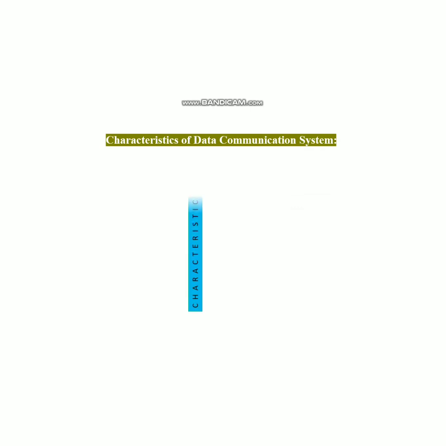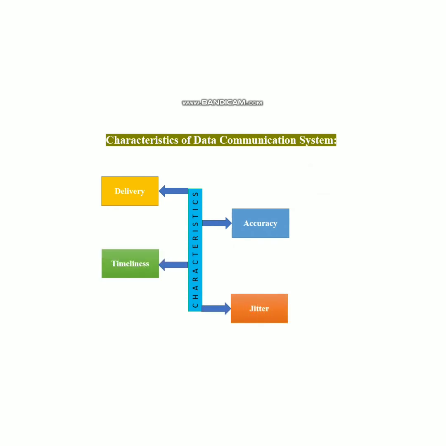Let's see the characteristics of the data communication system. There are 4 basic characteristics of a data communication system. The first one is delivery. The second one is accuracy, then timeliness, and jitter. And what about delivery? The system must deliver data to the correct destination. It means data must be reached by the intended device or user.